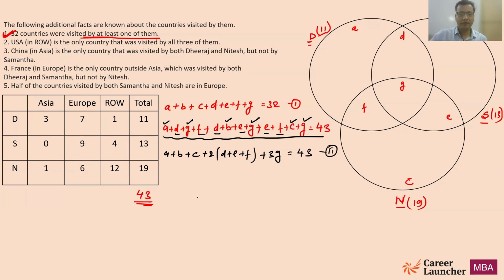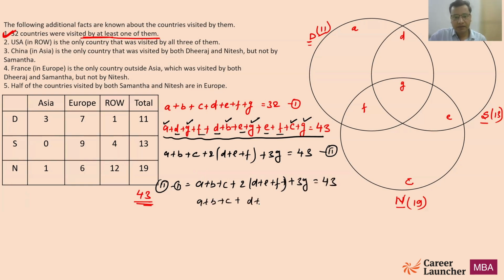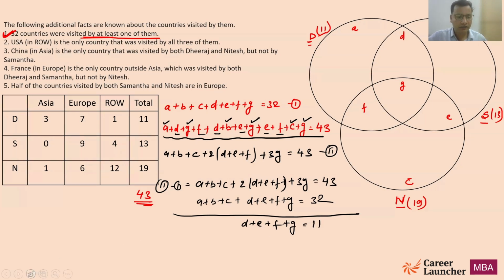So if we subtract the first equation from the second equation, A, B, C cancel out. This is A plus B plus C plus 2 into D plus E plus F plus 3G equals 43, and we have A plus B plus C plus D plus E plus F plus G equals 32. If we subtract these two equations, we get D plus E plus F plus G, and that equals 11. Basically this is not G, this is 2G, right? So this is 2G.